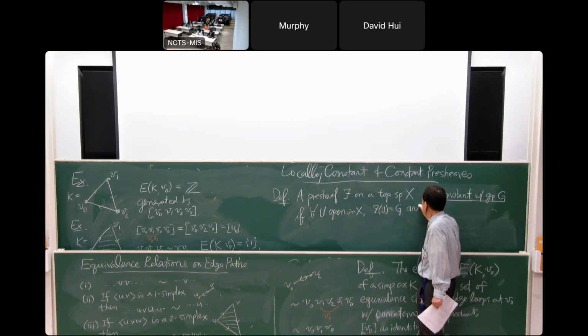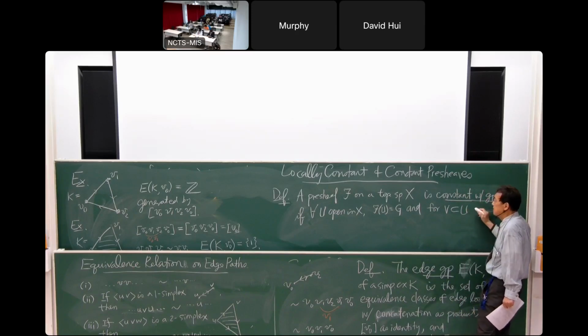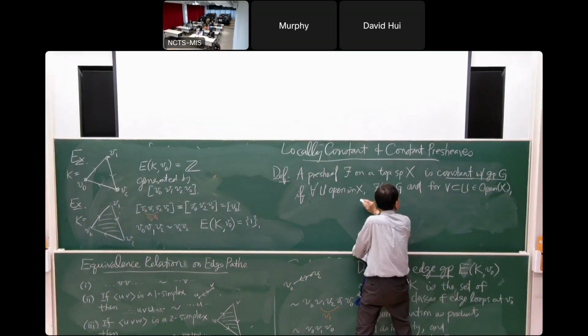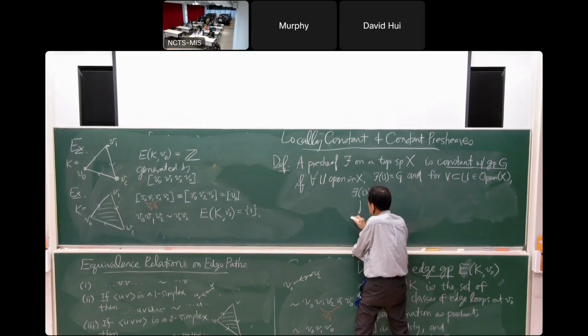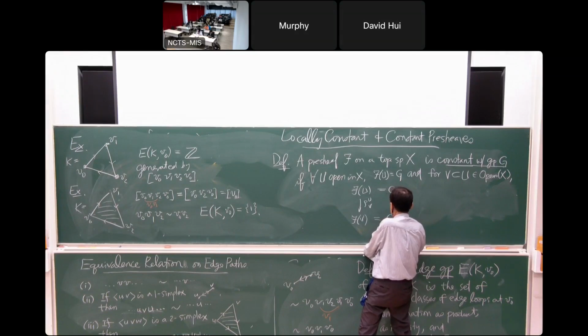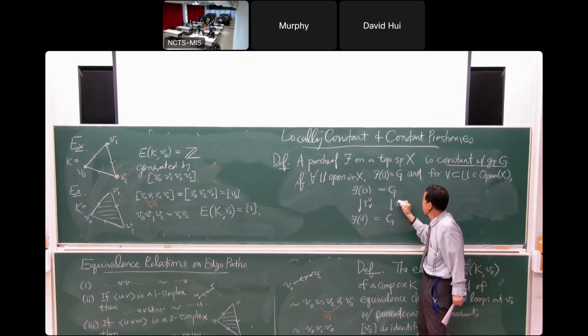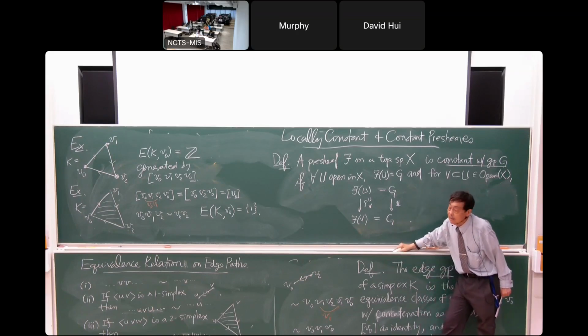and for an inclusion of open sets, the restriction from F of U to F of V, this restriction, well, that's a map from G to G. It's the identity. So that's a constant presheaf.